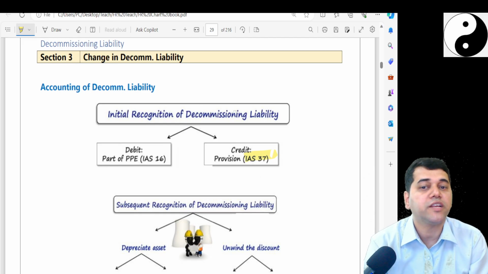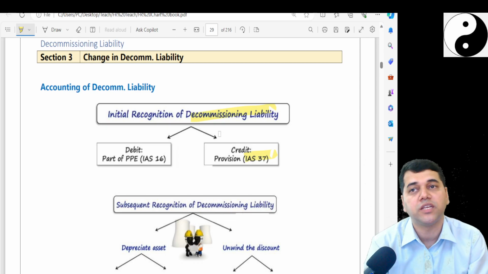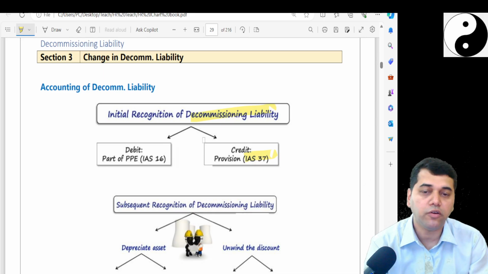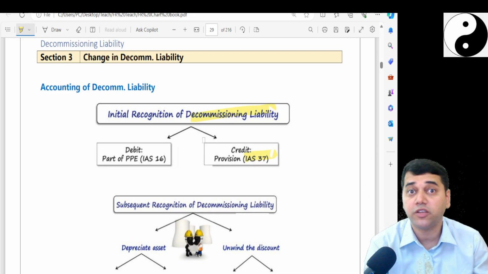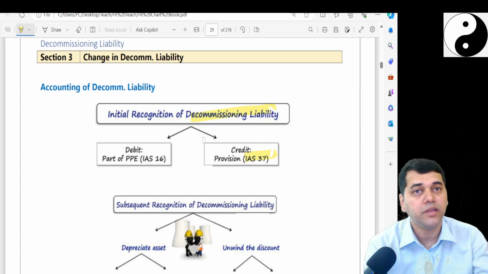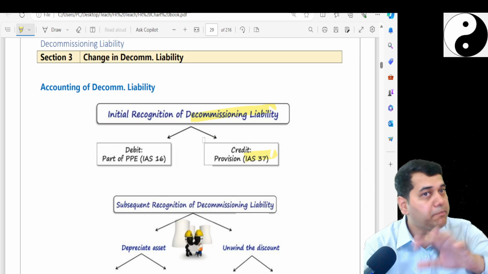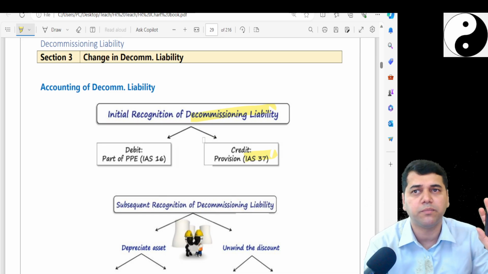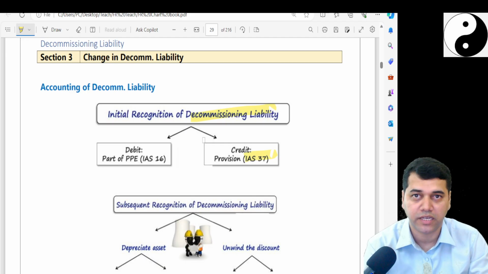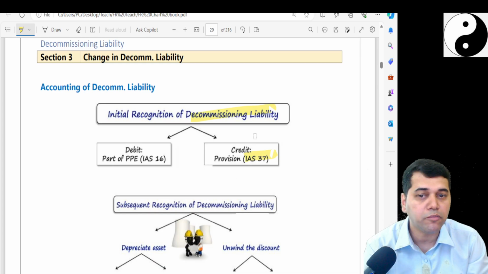Now the initial recognition: when should I recognize decommissioning liability? Initially, the day you set up the asset. So what accounting entry should I pass? The accounting entry will be credited to the provision, because it is not a financial liability. It's a liability. Either I may clean up myself, or I may outsource it to some third party. That is a different story. But I have got a liability 8 or 10 years down the line. So the credit I am going to give is this.